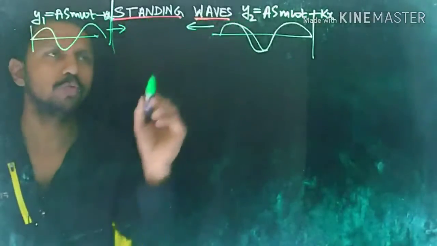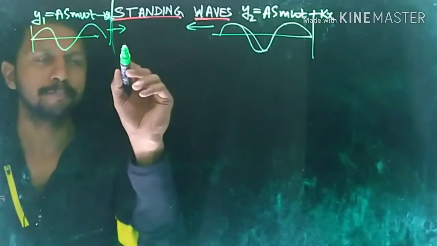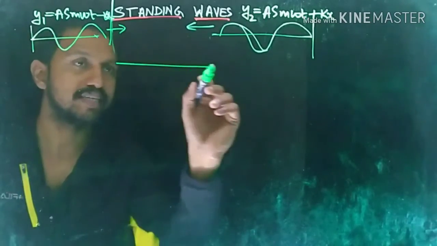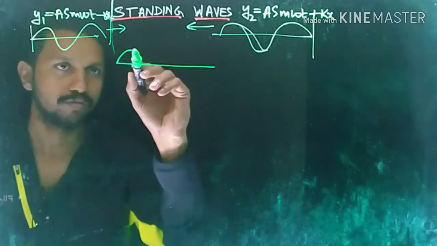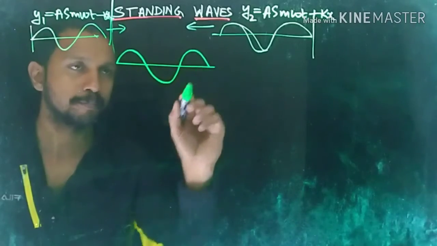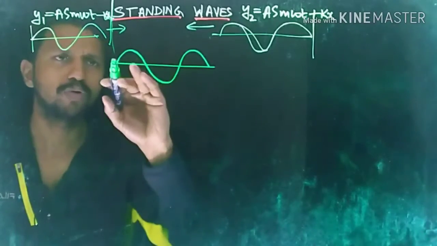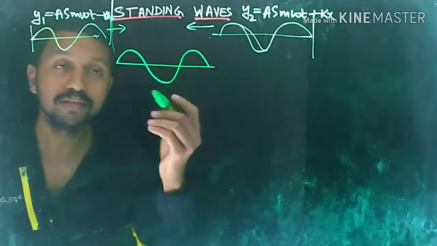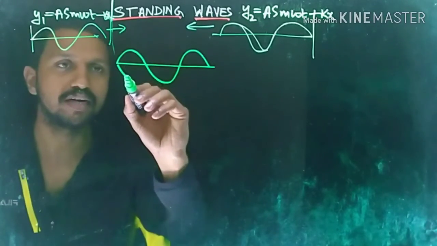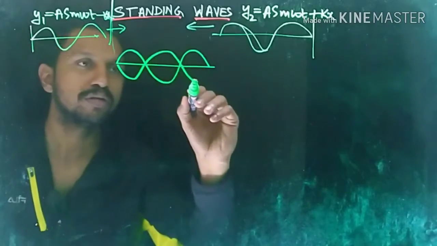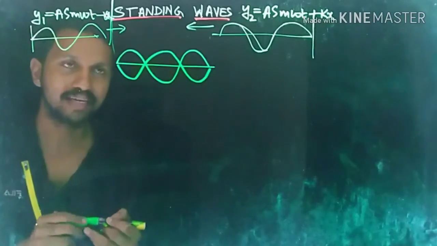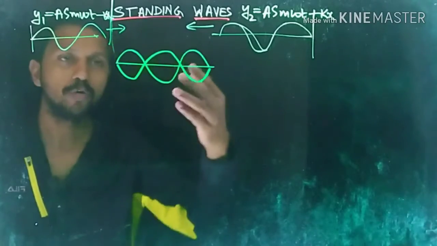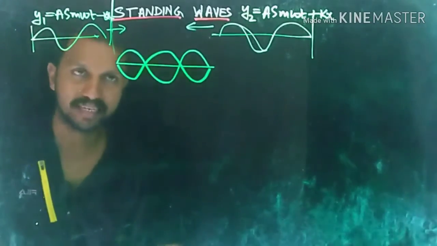Then these two waves combine to form a wave which is stationary, and I'll draw the standing wave like this. If the two waves are combining at one time, we could observe a wave like this, and the position of the wave will change to a pattern like this in a time interval, and the position will shuffle like this. Now this wave is called a standing wave.